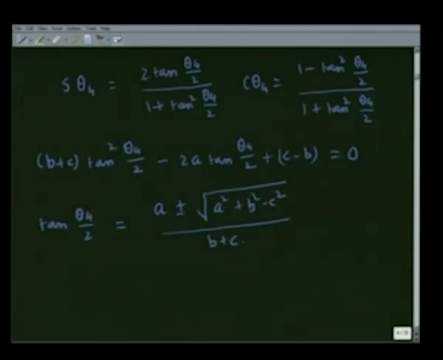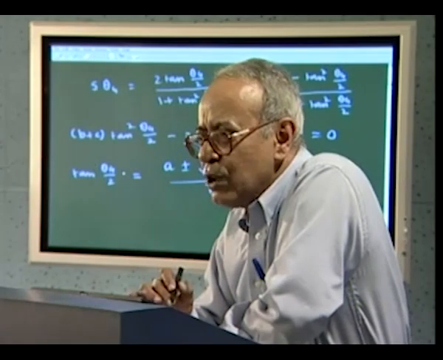Now, tan theta 4 by 2, as we know, if theta 4 is between 0 and 180 degree, then theta 4 by 2 will be between 0 to 90 degree and tan will be positive. And if theta 4 is more than 180 degree, then theta 4 by 2 will be more than 90 degree and tan theta 4 by 2 will be negative. So, depending on the positive and negative values of tan theta 4 by 2, I can easily determine uniquely the value of theta 4.